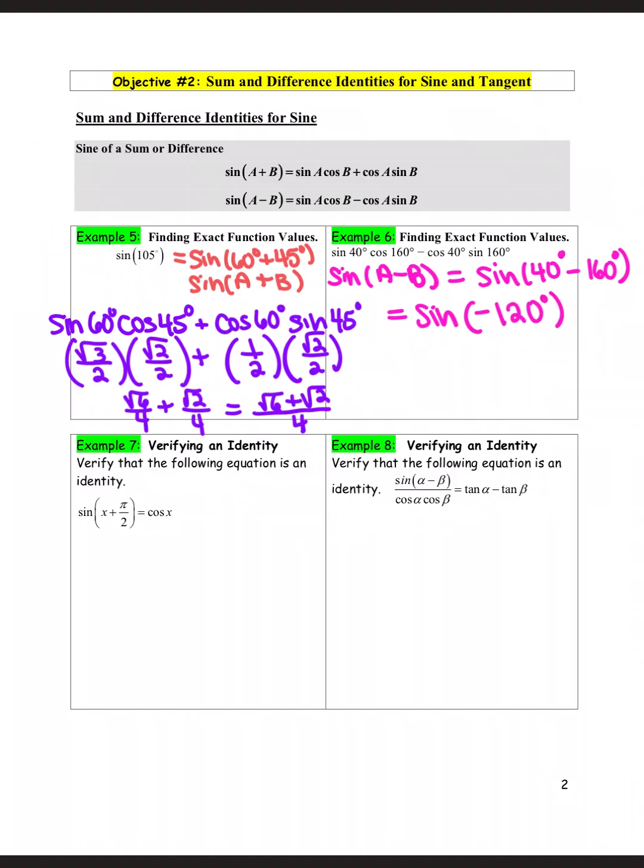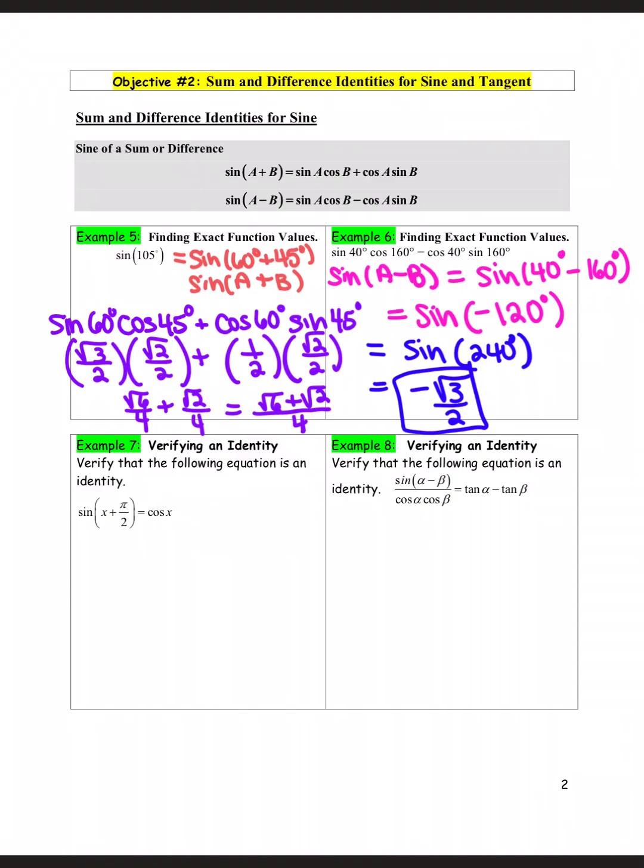If you can't figure out what sine of negative 120 is, remember I told you guys you can always add 360 and make it a positive coterminal angle. So you can always say that's the same thing as sine of 240 degrees. Look on the unit circle what sine of 240 is. You're using the y value. So sine of 240 is negative square root of 3 over 2.